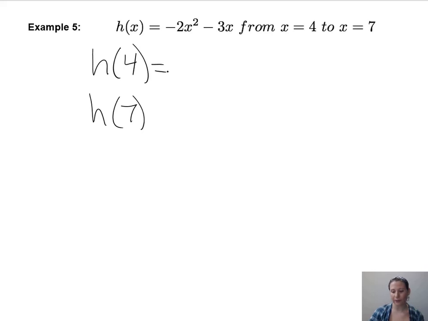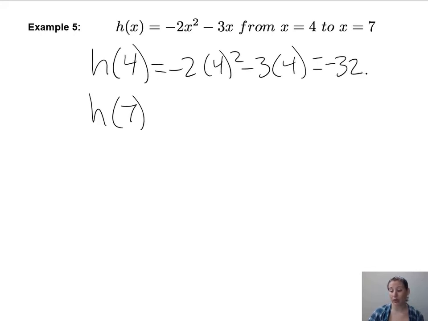So h of 4, let's plug that in. We get negative 2 times 4 squared minus 3 times 4. So that is 4 squared is 16 times negative 2 is negative 32. Then minus 3 times 4 is minus 12. So h of 4 is equal to negative 44. Okay, so let's then plug in 7.